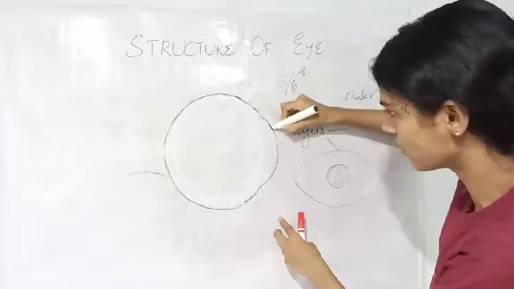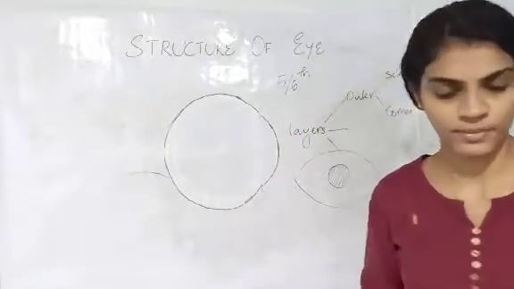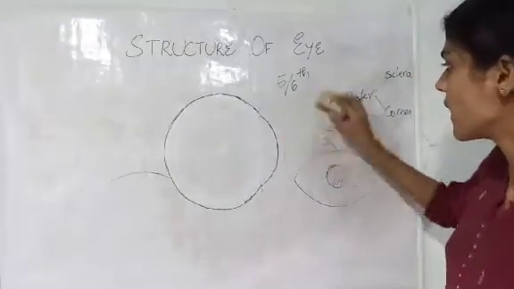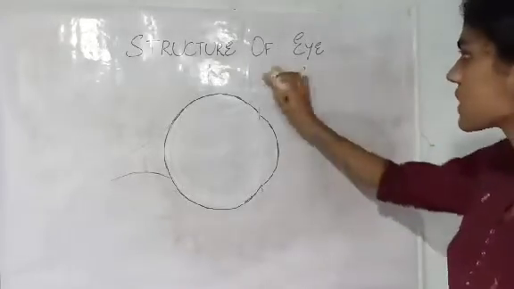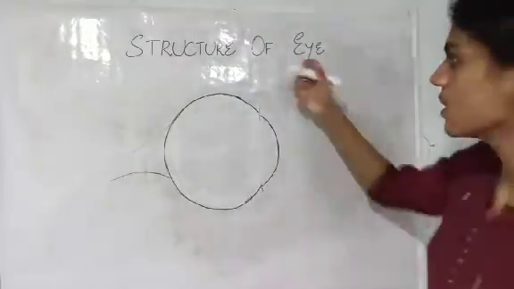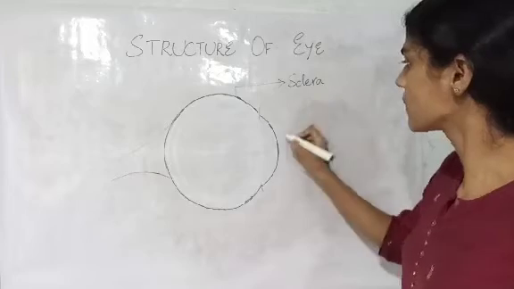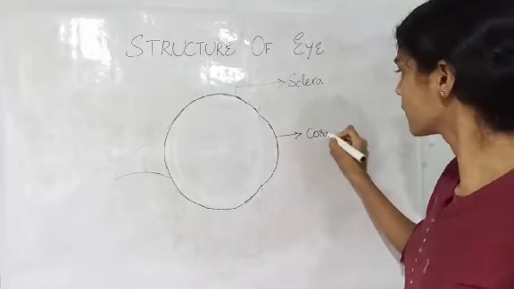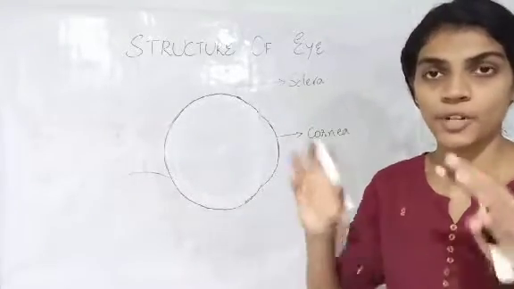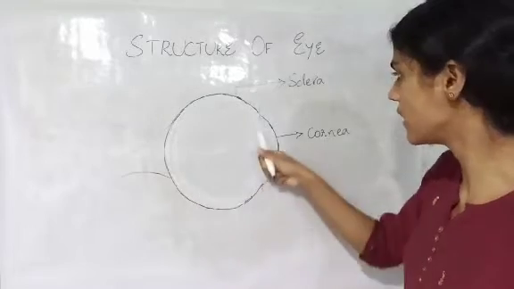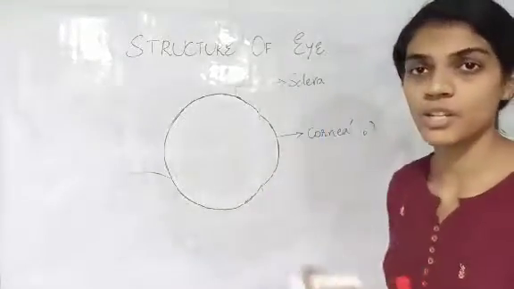The portion starting from here and ending here is known as the cornea. So the outer 5/6 of the eye is a white colored portion known as the sclera. This one is the sclera and this portion is the cornea. So the outer layer is complete. The outer protective layer is the sclera, and the cornea is 1/6 of the eyeball.